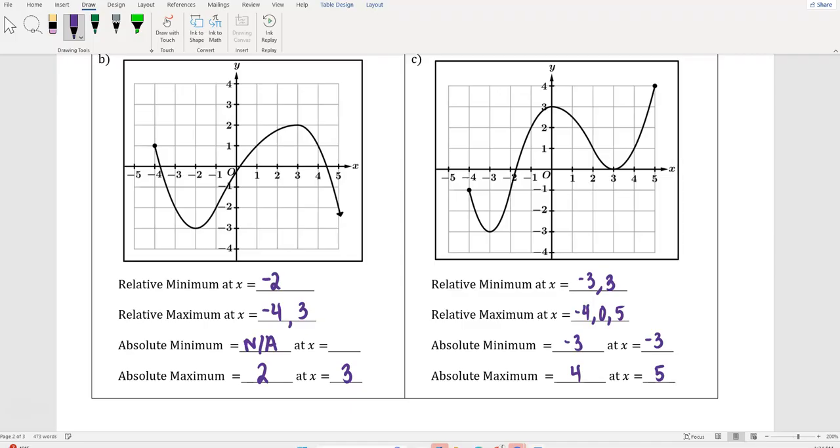There will be more than one on some of these. So if you have 2 relative minimums, just put a comma between x equals 3 and 7, whatever you got. As always, we are about to run out of time, so I'm going to go ahead and give you the answers here.